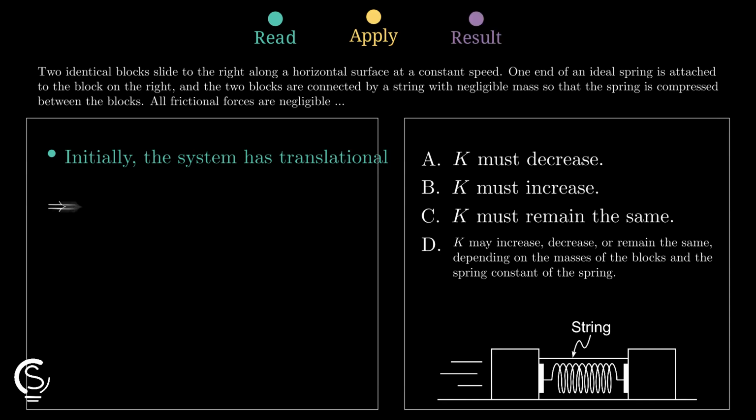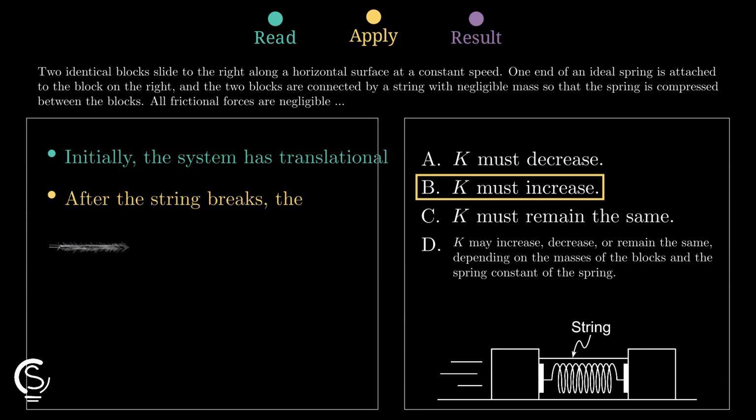Since friction is negligible, mechanical energy is conserved. Converting potential energy into motion increases total kinetic energy, making option B the correct choice.